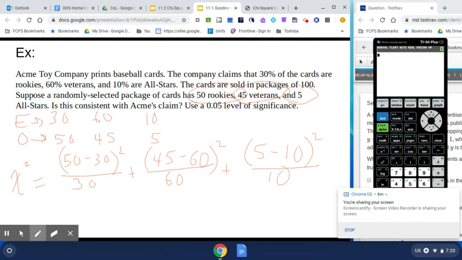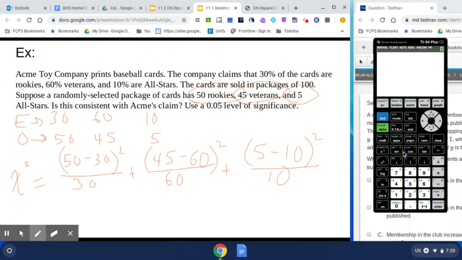Okay, guys, I could plug and chug that formula, but I'm going to go ahead and use the calculator to calculate this. So I'm going to go to Stat and Edit. Just like yesterday, I'm going to put the observed values in list 1 and the expected values in list 2.